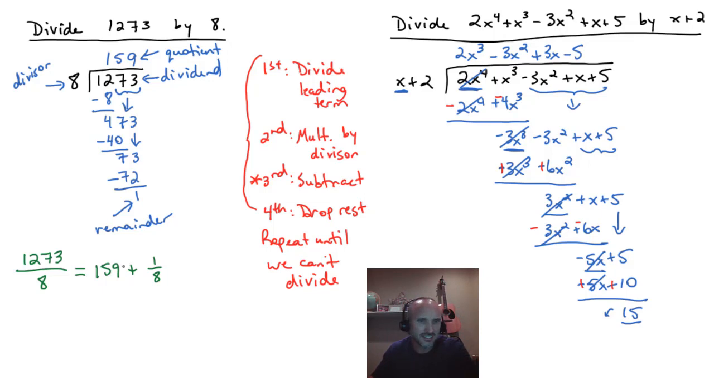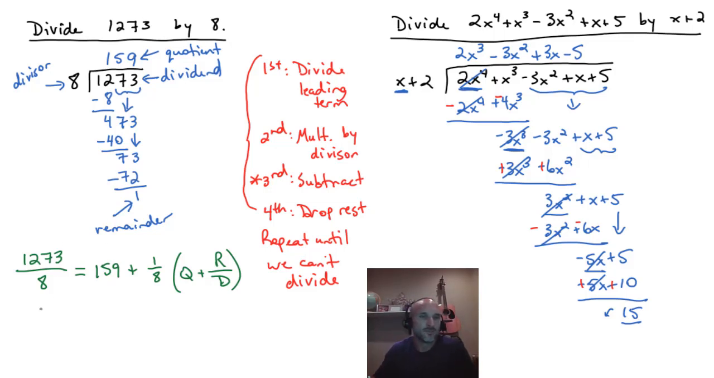So this right here is of the form quotient plus remainder over divisor. Okay? Quotient plus remainder over divisor. So that's a common way to interpret this result.